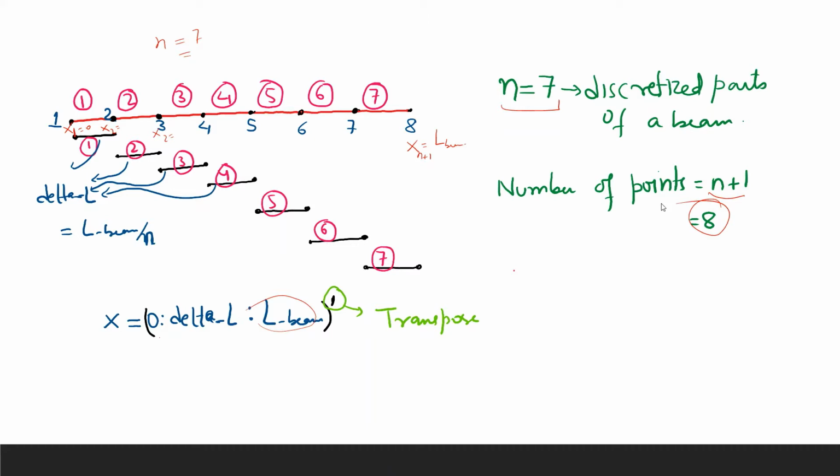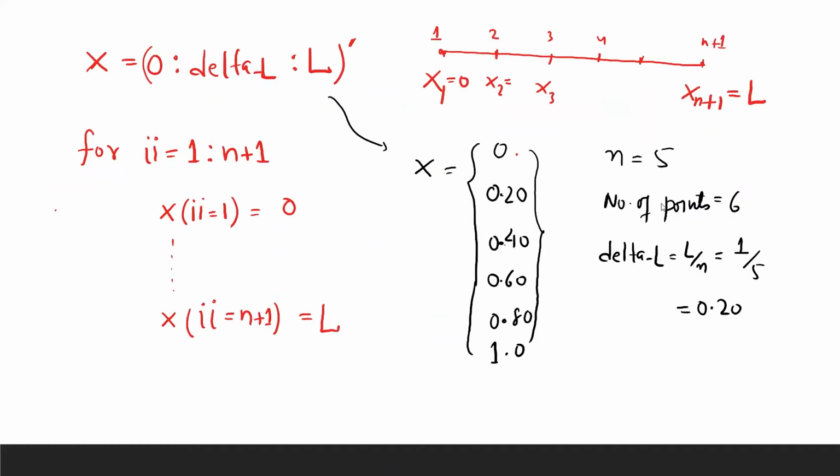This is a transpose here, as we will see in Matlab. In similar fashion, its transpose is shown. It means a vector format, where x is explained with the number of parts, the discretized parts taken as 5, and the number of points as 6. So delta L will be L divided by n. Here L is considered 1, the length of the beam is 1, so 1 by 5 parts would be equal to 0.20. So each part is of length 0.20.